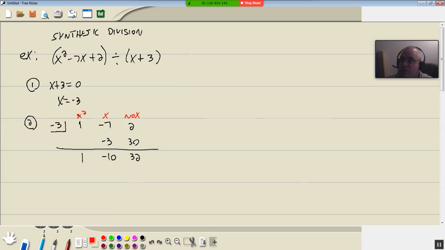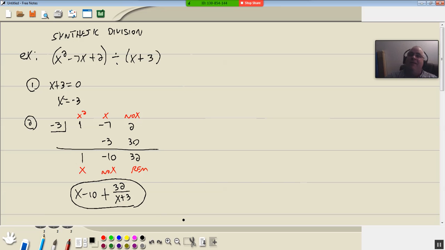Now this was x squared. Straight down below it will be 1 degree lower, so this will be x. And after you have your first one, then it has 1 for each one going down. That's x. This is a no x, our constant term. And this is our remainder. So our answer will be x minus 10 plus our remainder, which is 32, divided by what we're dividing by. 32 over what we're dividing by. Even though it's correct, it didn't sound right.